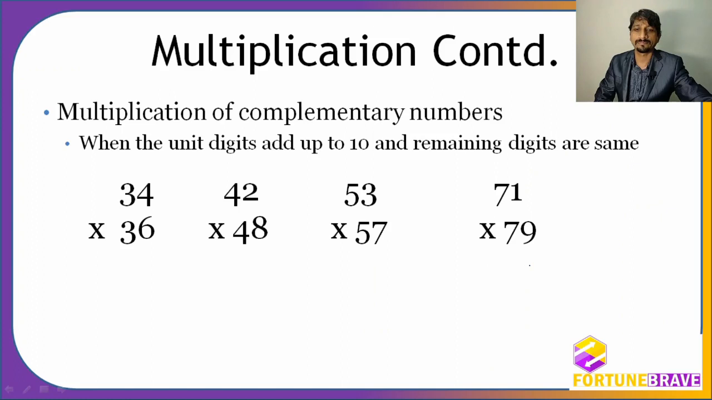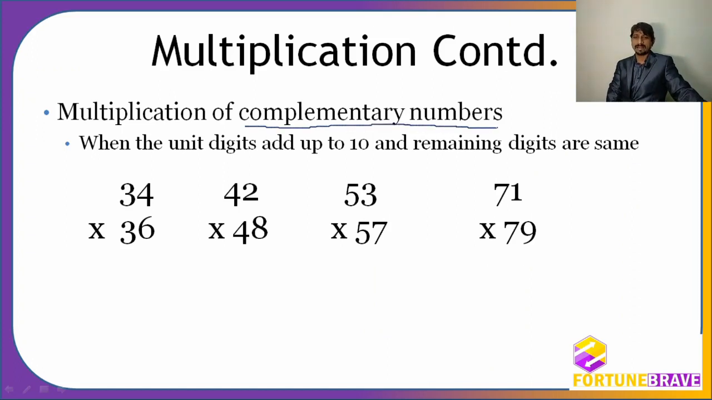So can you see here, multiplication of complementary numbers. This is one I have to do again. I have done it several times. So what is the rule? What are complementary numbers? This is the explanation, not the method. Complementary numbers are those where the unit digits add up to 10.